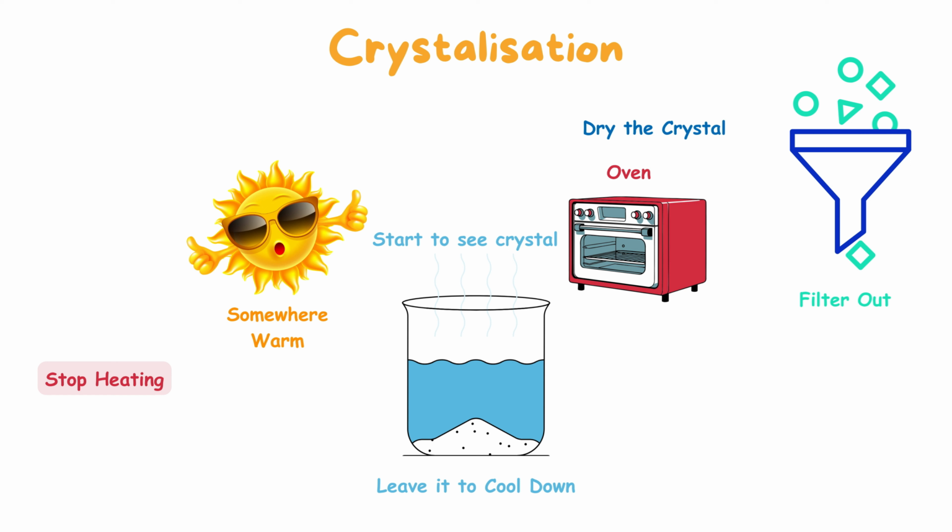After cooling, we filter out the crystals using filter paper and a funnel just as we did during the filtration process. Finally, to dry the collected crystals, we either leave them in a warm environment or place them in an oven at a controlled temperature.